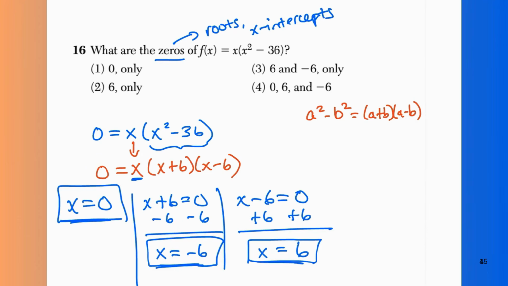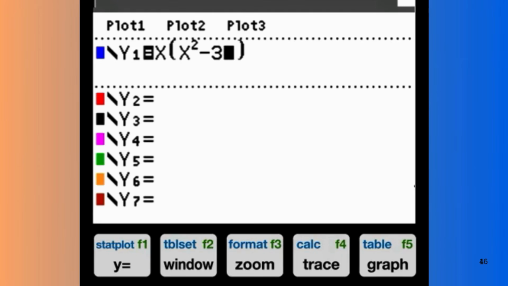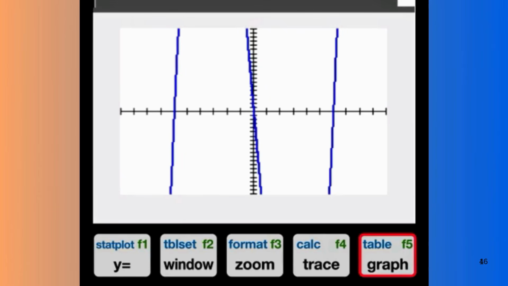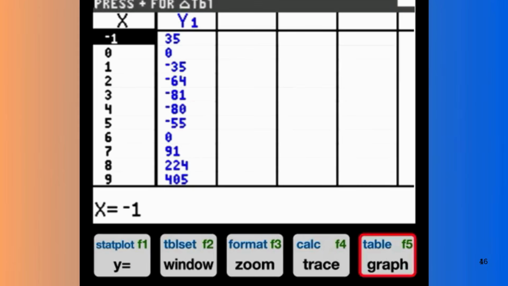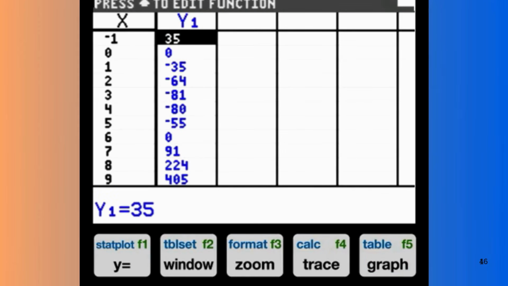So let's see that. I went to y equals, I inputted my function into here, and I'm going to hit graph, and we can see that this graph does intersect the x-axis at 3 different points. And the easiest way to find those points is to hit second graph so that we get a table of values. And now we're just looking in the y column for anywhere that a 0 appears.